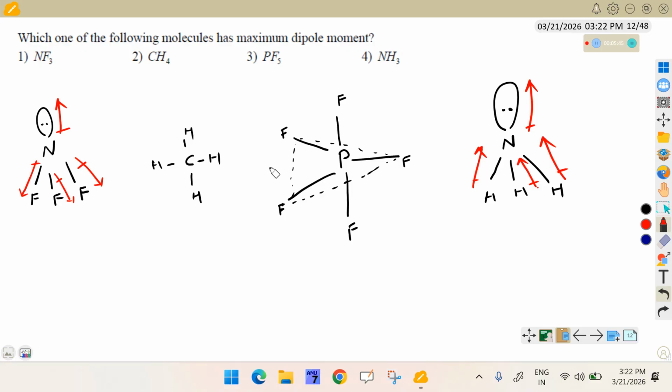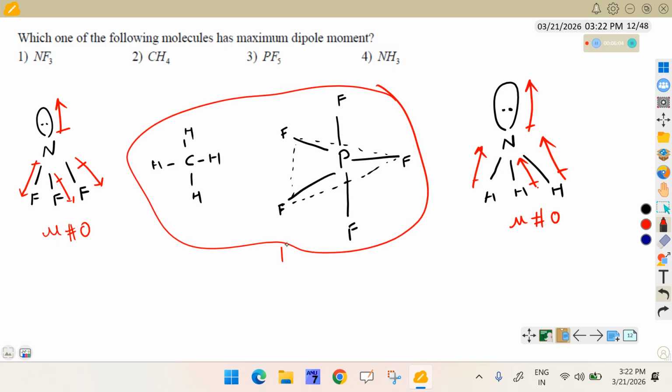Which one of the following molecules has maximum dipole moment? Mu is equal to 0 for some. Even NH3 has mu value not equal to 0 because a lone pair of electrons is present. Here lone pair of electrons is absent, so the value of mu is equal to 0. And one more thing, it is a symmetrical molecule. For symmetrical molecules, mu value is equal to 0. For maximum dipole, we can break the bond. Electrons always move towards the more electronegative element side. Nitrogen, fluorine: electrons move towards the fluorine side.